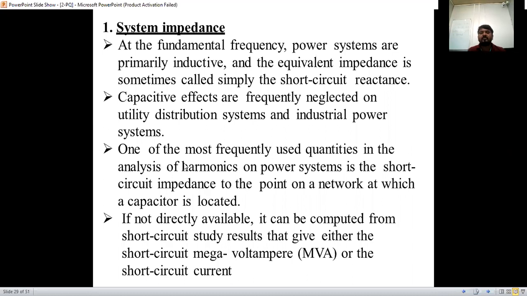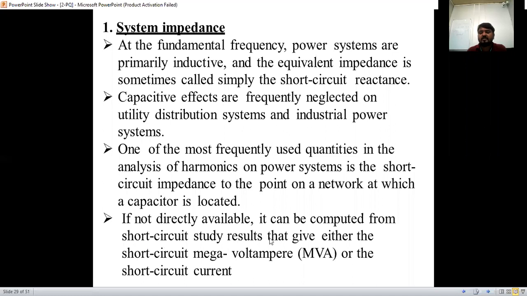One of the most frequently used quantities in the analysis of harmonics on power systems is the short circuit reactance, which is nothing but impedance. This is the short circuit impedance at the point on the network at which the capacitor is located. To measure this, there are many methods available. If it is not directly available, it can be computed or measured indirectly.